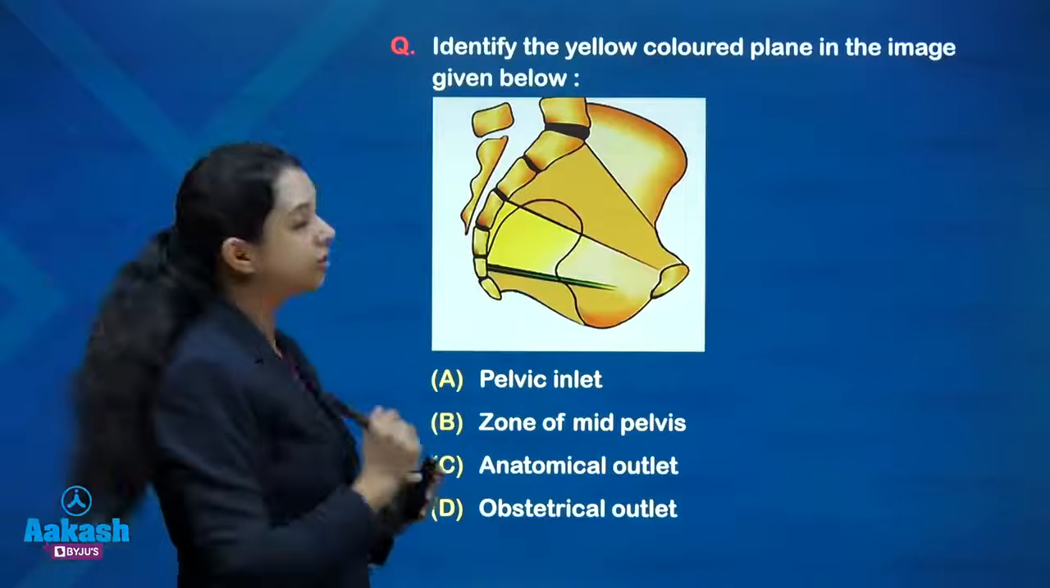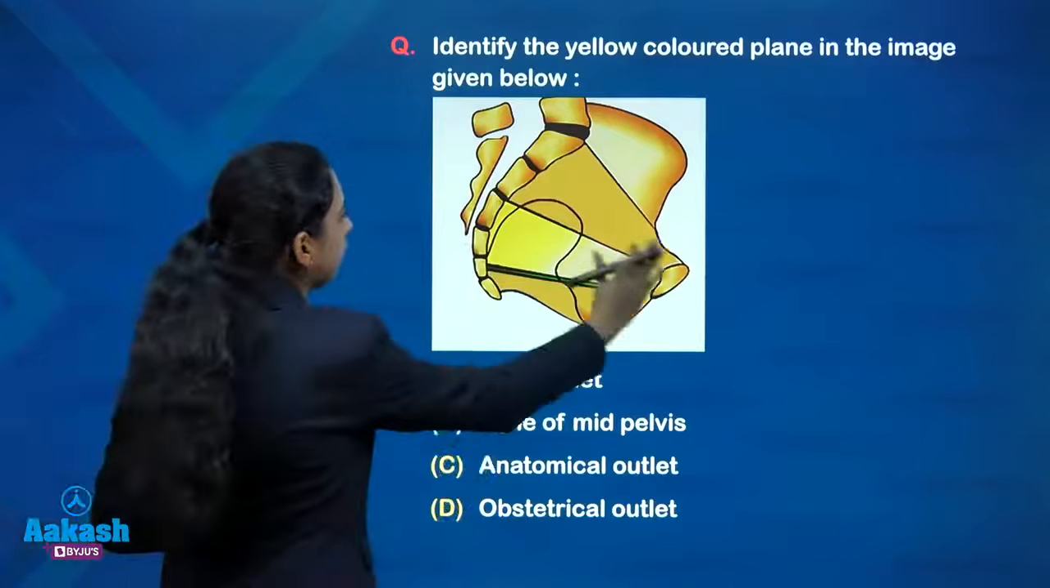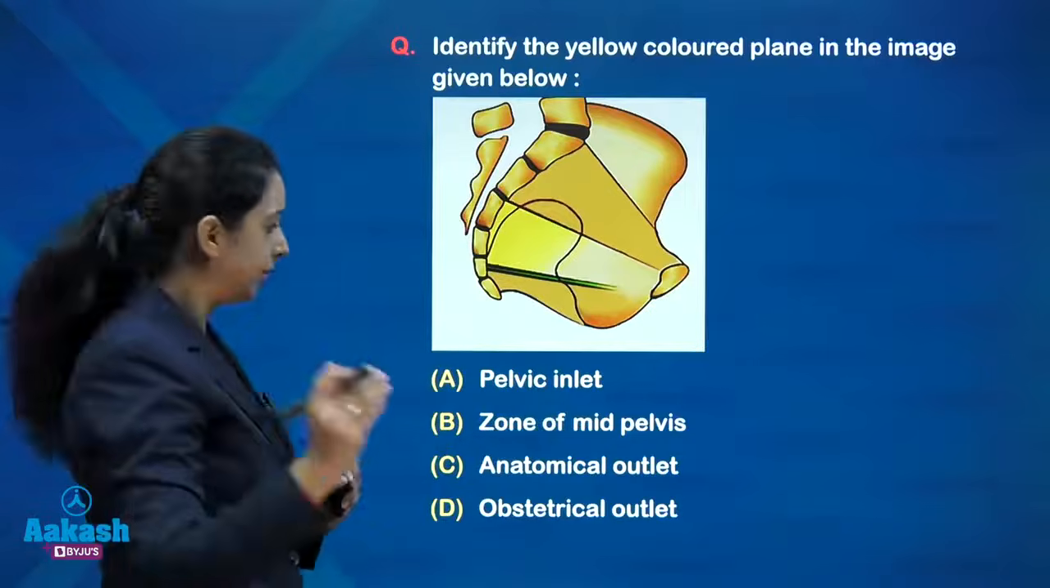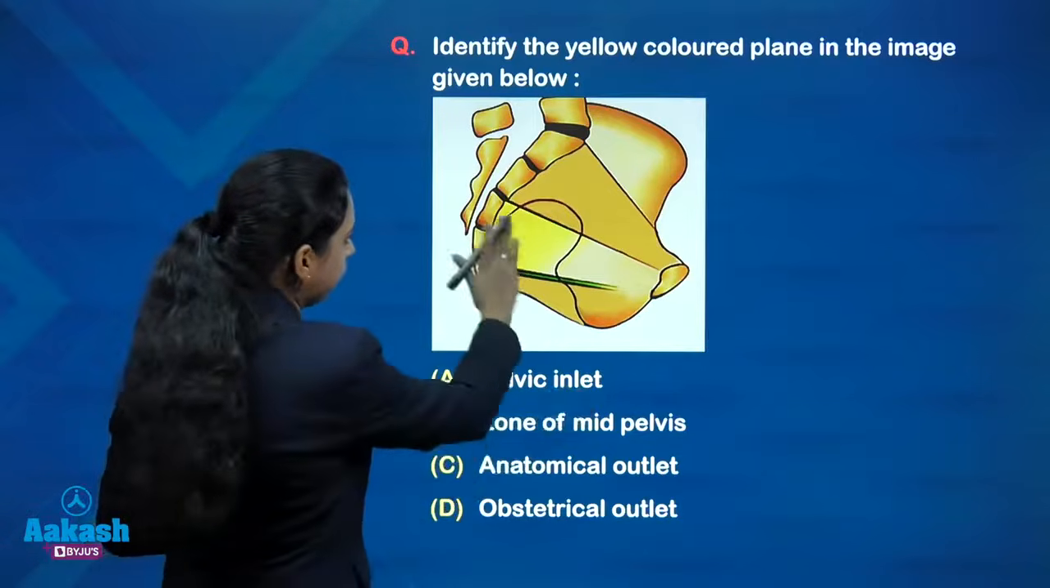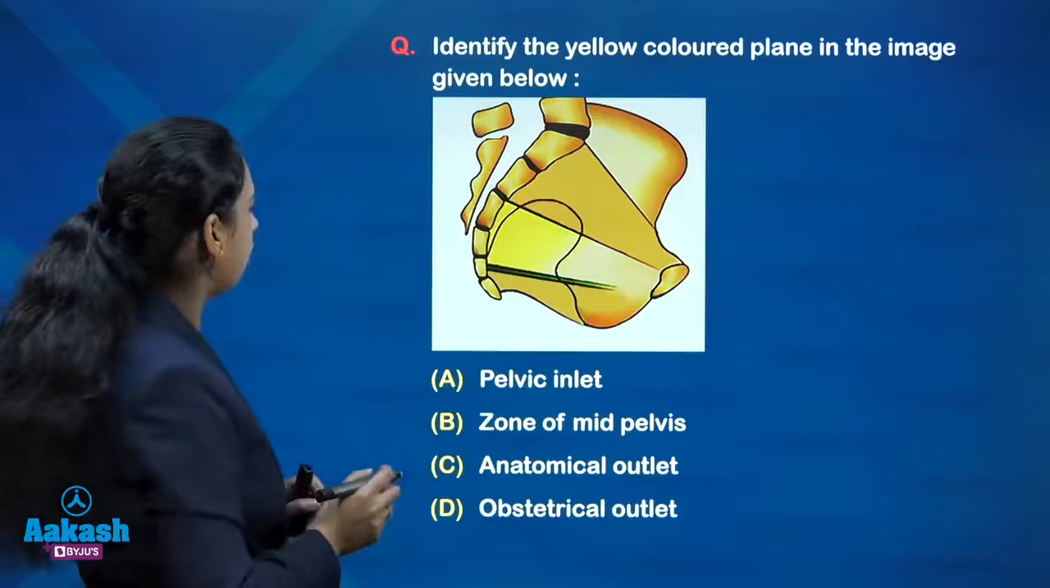Yes. Next question. Identify the yellow colored plane in this given image. So this is our yellow colored plane. What is this area? Is it the pelvic inlet? Is it the zone of mid pelvis? Is it the anatomical outlet? Or is it the obstetric outlet?